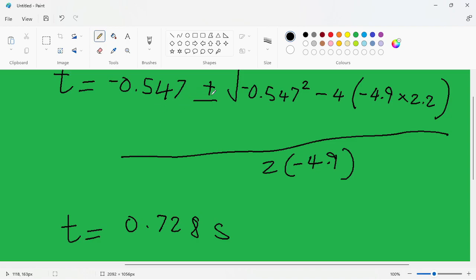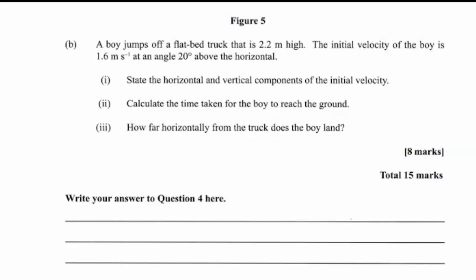I could put the units up here, but I didn't write the units for each of these because I wanted them to fit in the screen. But if you wanted to, you could write the units here while you're working it out. It's more work, but it helps you be a little bit more consistent. But at the end, definitely make sure that you have your units. So this is the time that the boy takes to reach the ground from his initial jump.